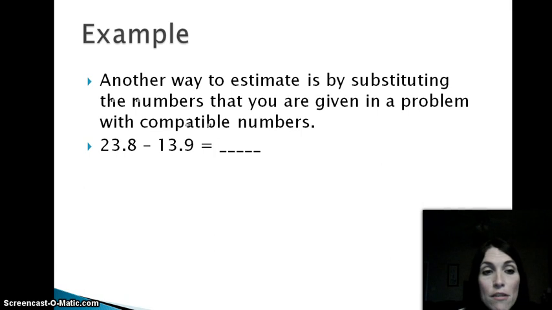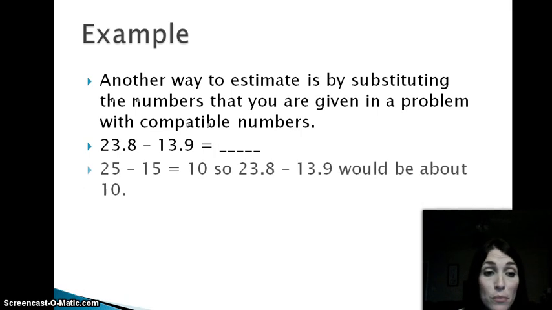So let's look at 23 and 8 tenths. Well, I know 23 and 8 tenths is pretty close to 25. And if I look at 13 and 9 tenths, I know that that number is pretty close to 15. So if I chose the compatible numbers of 25 minus 15, I can easily compute that in my head to know that it's 10. So 23 and 8 tenths minus 13 and 9 tenths would be about 10. And that's how we'd estimate using compatible numbers.